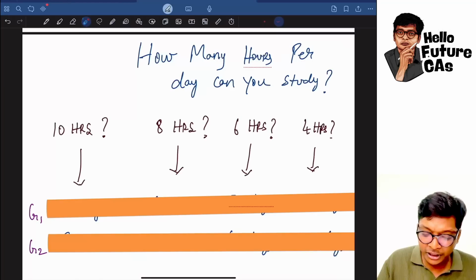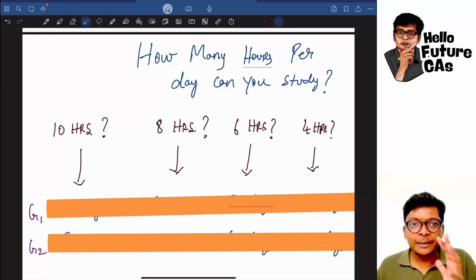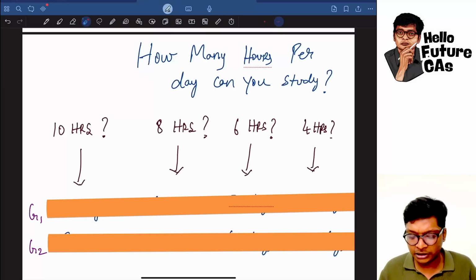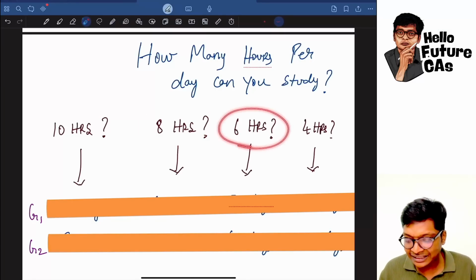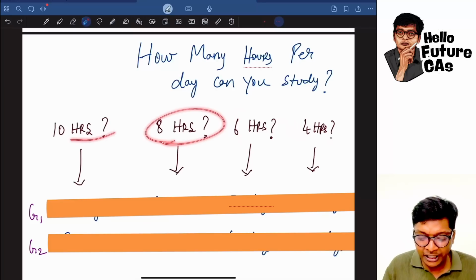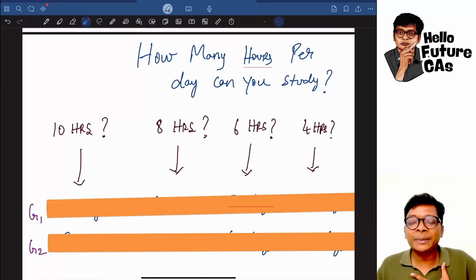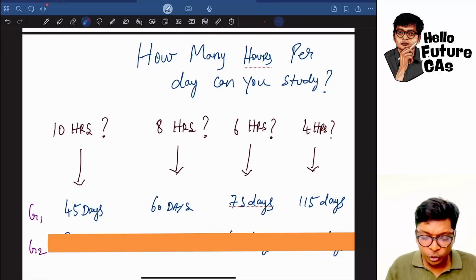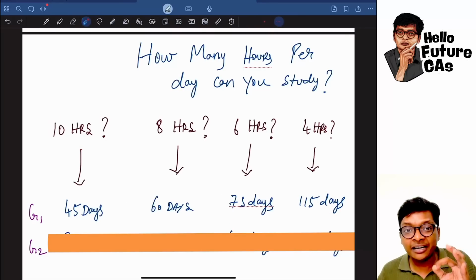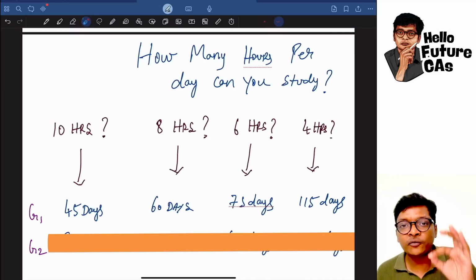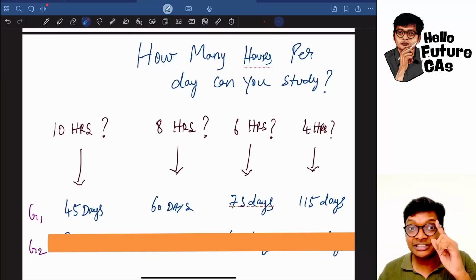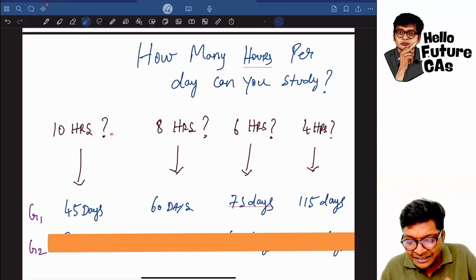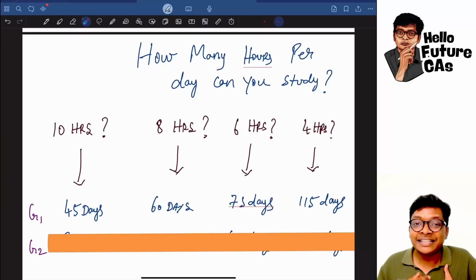But before I get to that, some students can study 10 hours a day. No problem, I will tell you how this works. Or if you can study only 8 hours a day, or 6 hours a day, or even 4 hours a day, if you can follow this timetable, how much time will you need to finish a particular group? Let me show you. If you can study 10 hours a day, you will be done with group 1 in 45 days if you follow this timetable. Okay, 10 hours a day. But you have to study how many hours, guys? 10 hours a day. If you can study 8 hours a day, of course, as the time keeps decreasing, the number of days will increase. That's why I said it's flexible.